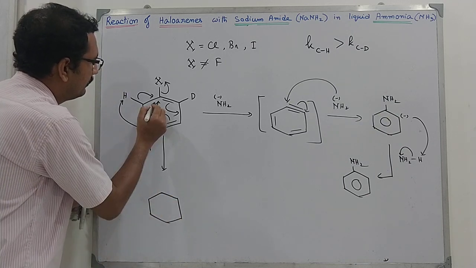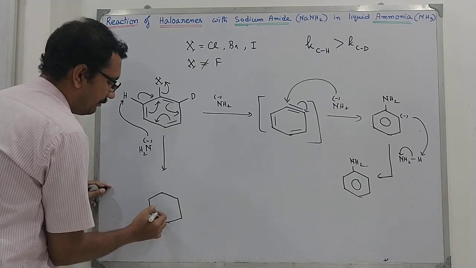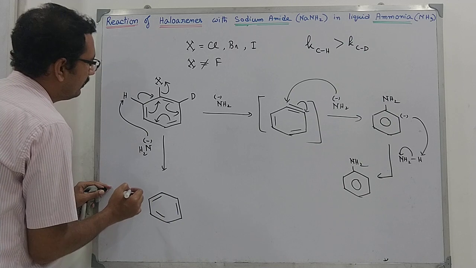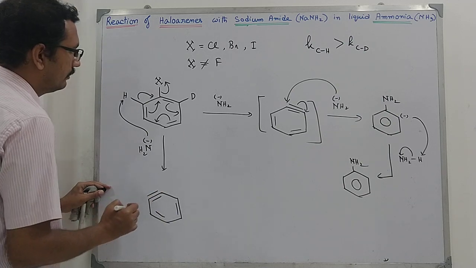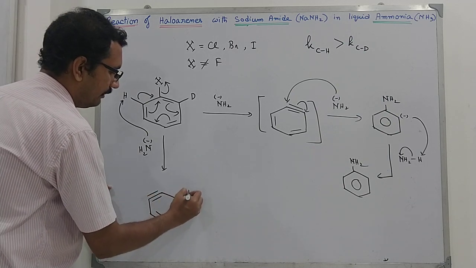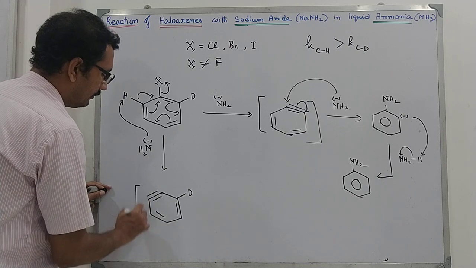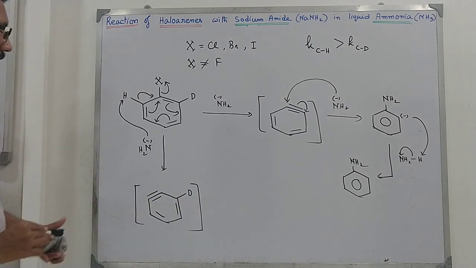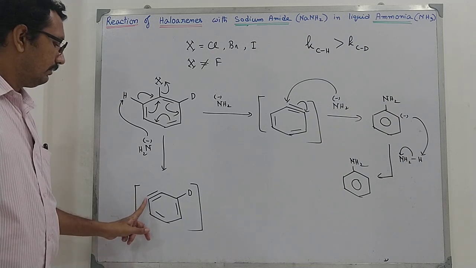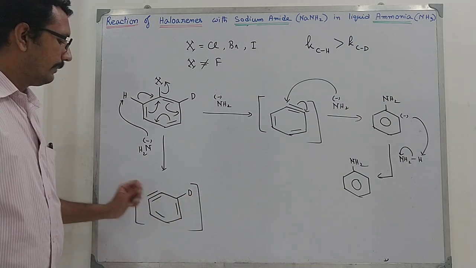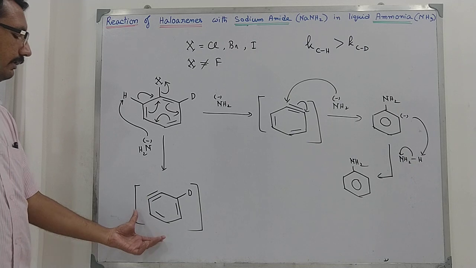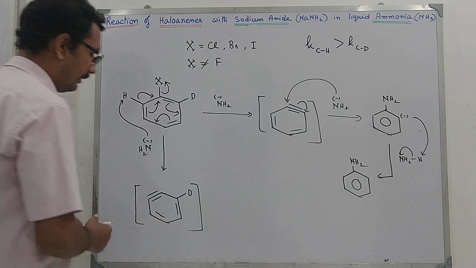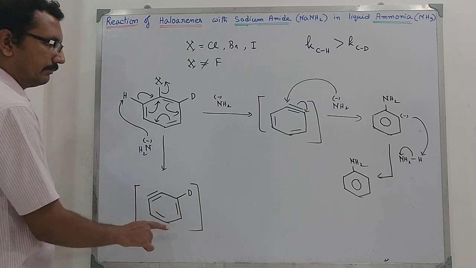So what will we get? We will get a pi bond here, another pi bond here, and here a pi bond and another pi bond. But we will have a deuterium here. So this is a 1,2,3-deutero benzene intermediate. It is also unstable. Now see, it is an asymmetric benzene.